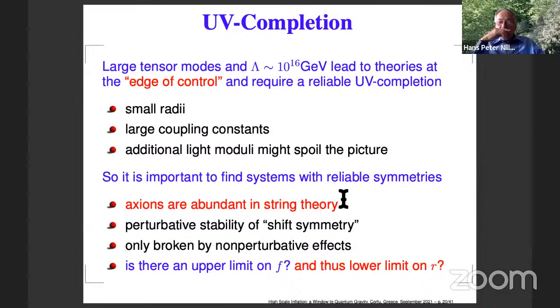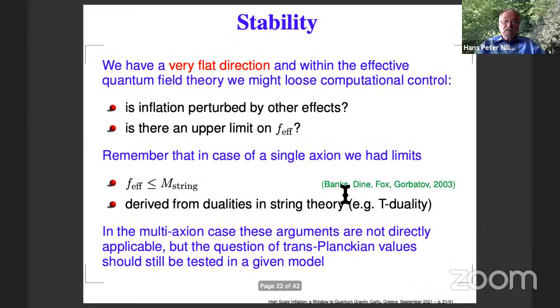We have this shift symmetry, it's broken by non-perturbative effects, but there's now this question: is there in fact an upper limit on F? And that would of course mean that there's a lower bound on R. So in some way, a model which defines tensor modes that are large enough might in fact come from such a system. We have this very flat direction, as I said, and we want to see whether there's an upper limit on F.